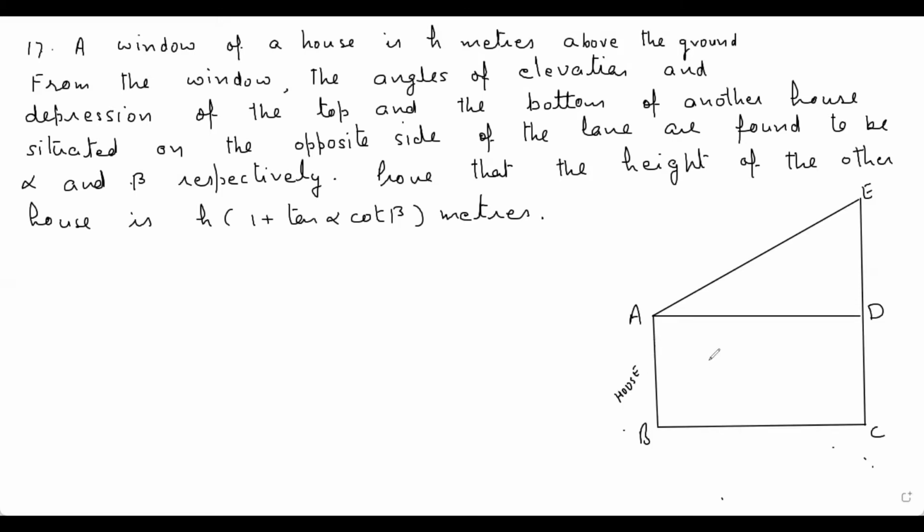Now this is the figure. Here AB is a house, A is the window of a house, and this window is h meters above the ground. So the height of this window is h meter. So AB is h meter. Let EC be another house on the opposite side of the lane, and let the height of this house be capital H meter.